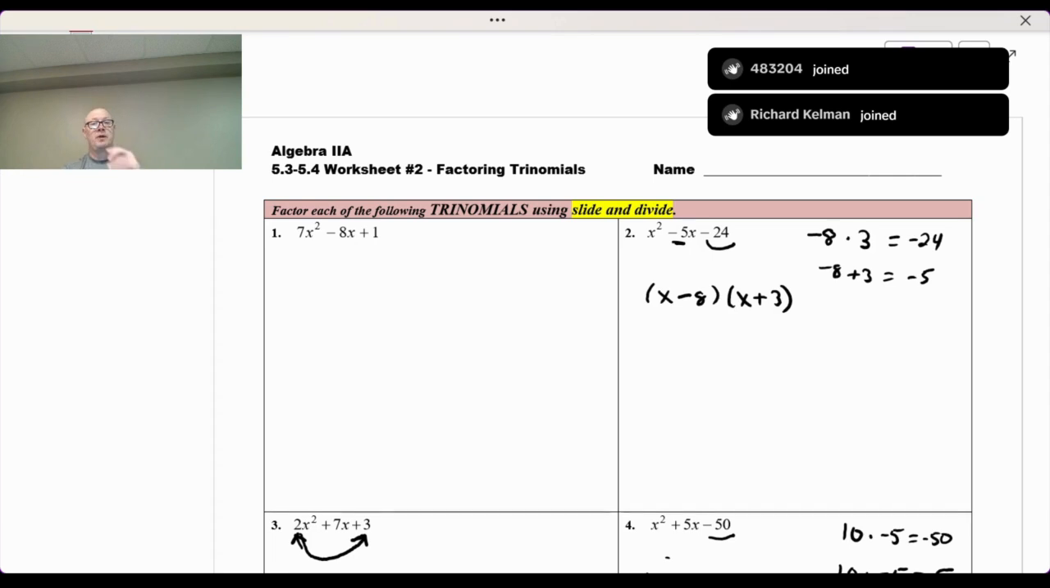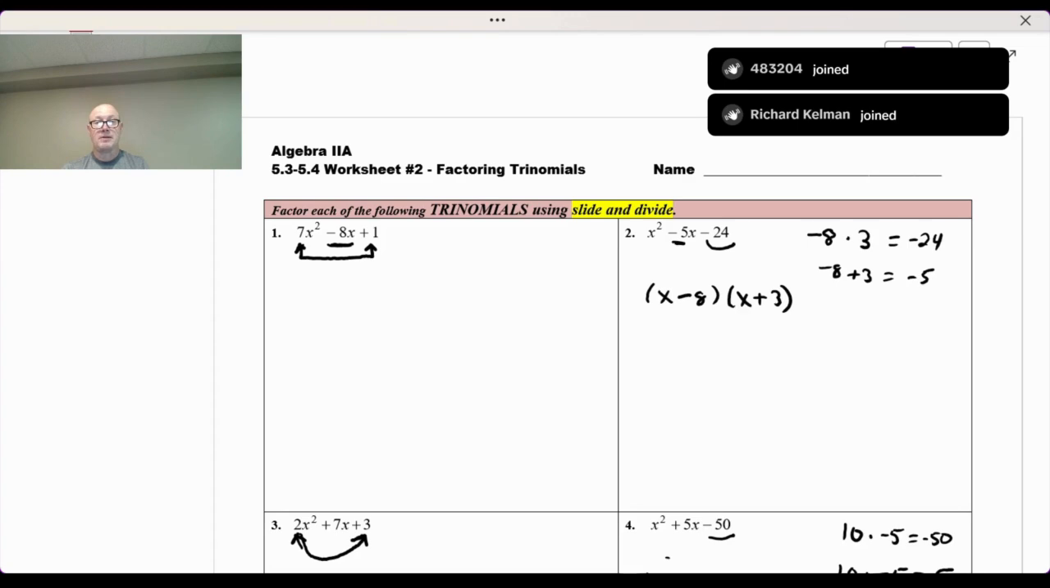So what you want to do with factor by grouping is you want to convert this into 4 terms by splitting up the middle term. Okay, now how are you going to split up the middle term? So we're going to say I need 2 numbers that when I multiply them together, so you're going to take the first constant and the last constant, you're going to take 7 times 1. So I need 2 numbers multiplied together that equal 7, but when I add them together, I get -8. So those are going to be the 2 numbers you use to split up that -8x.